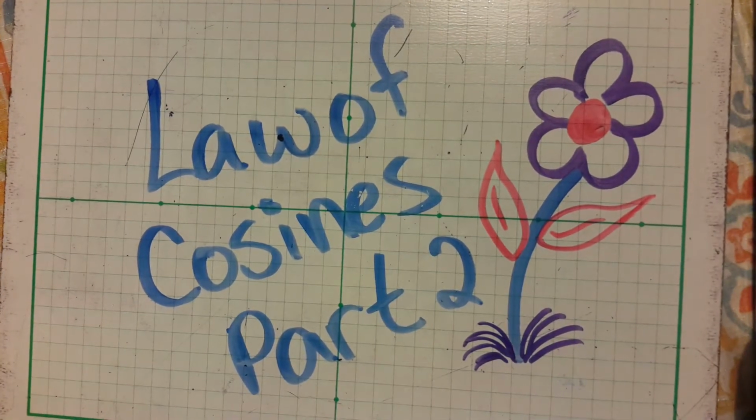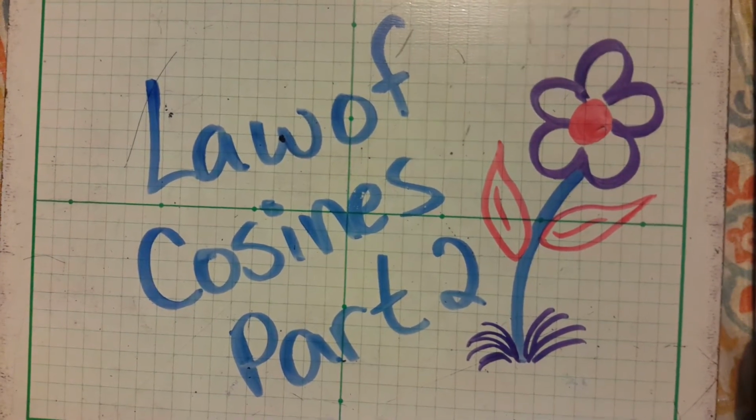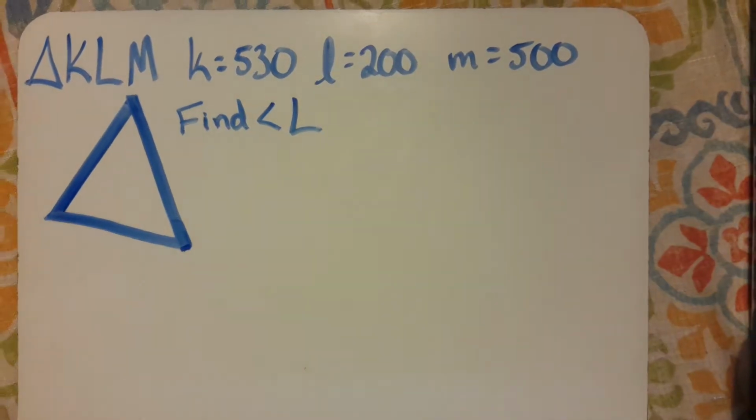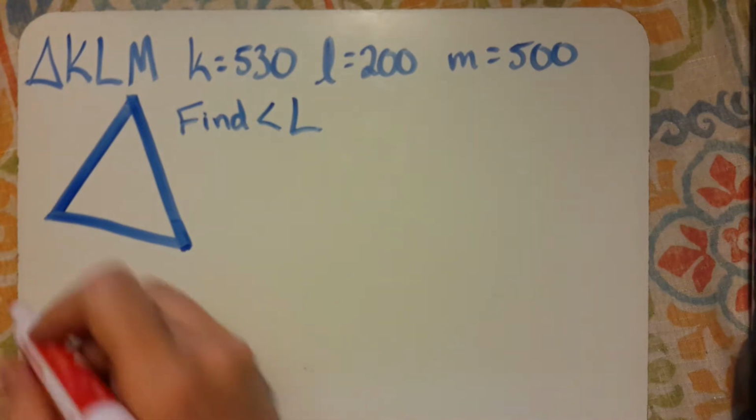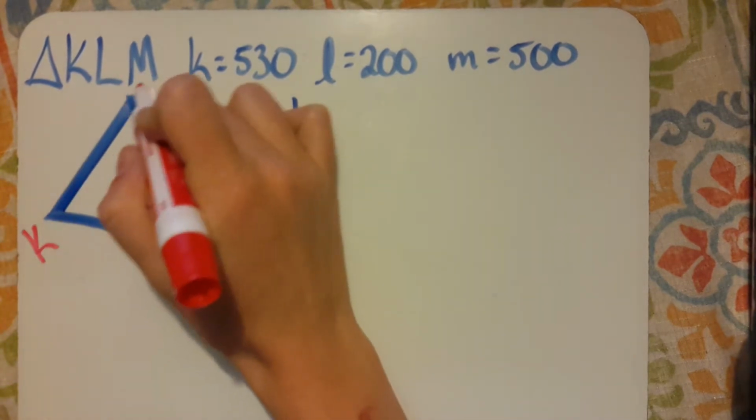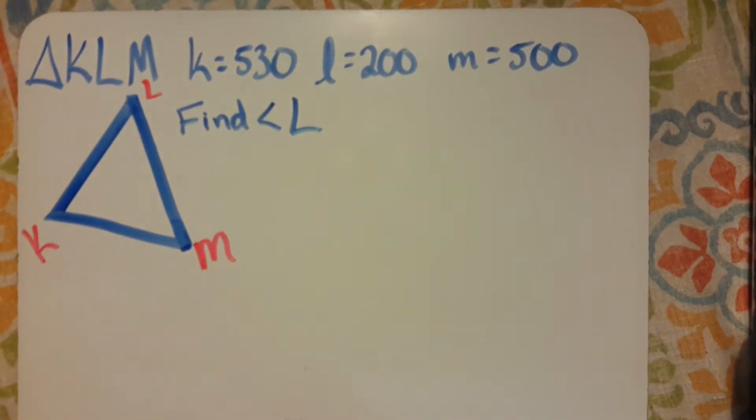Okay, last but not least, law of cosines part 2. Today we're going to have all three sides, but we'll be looking for an angle. And so, like on this one, let's go ahead and label this K, L, M.